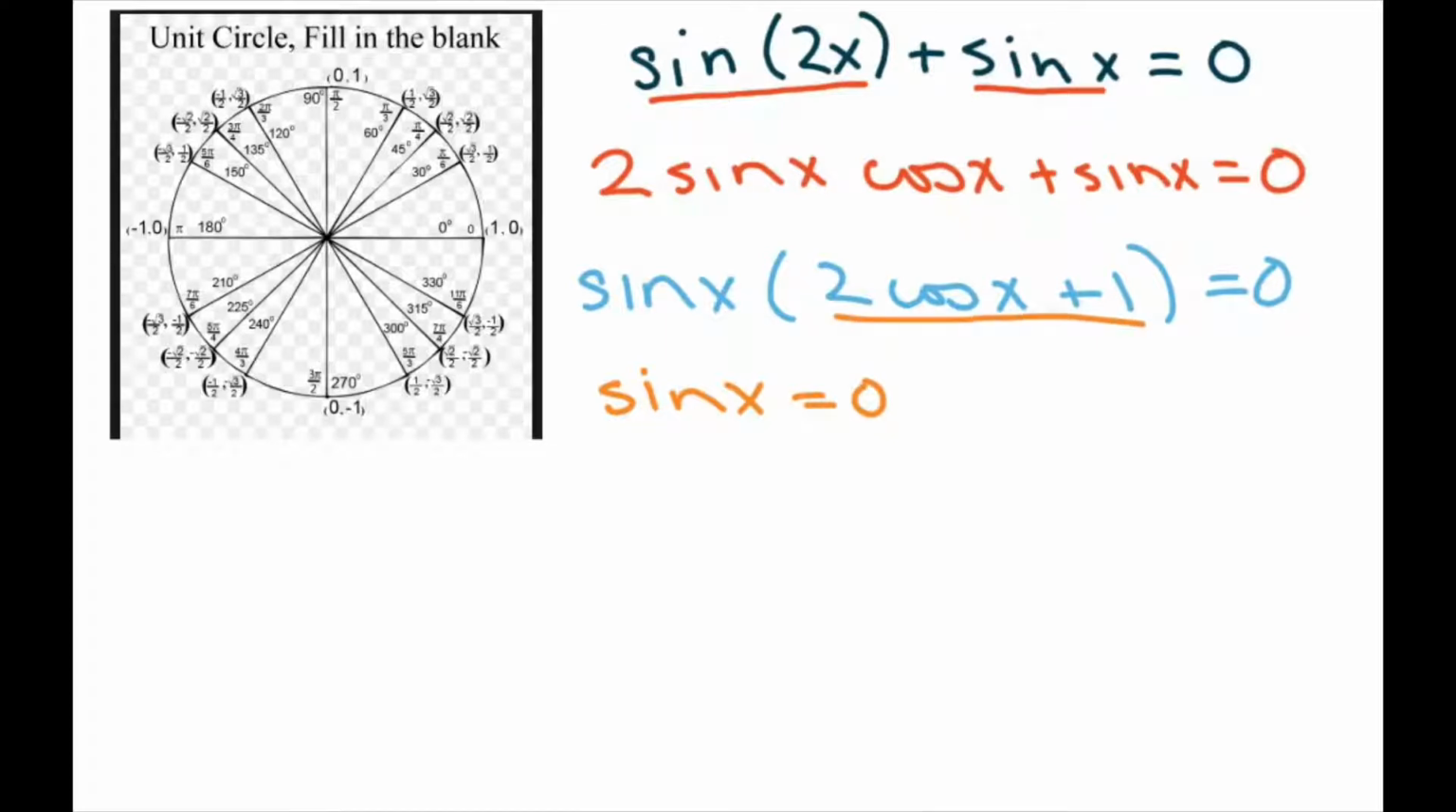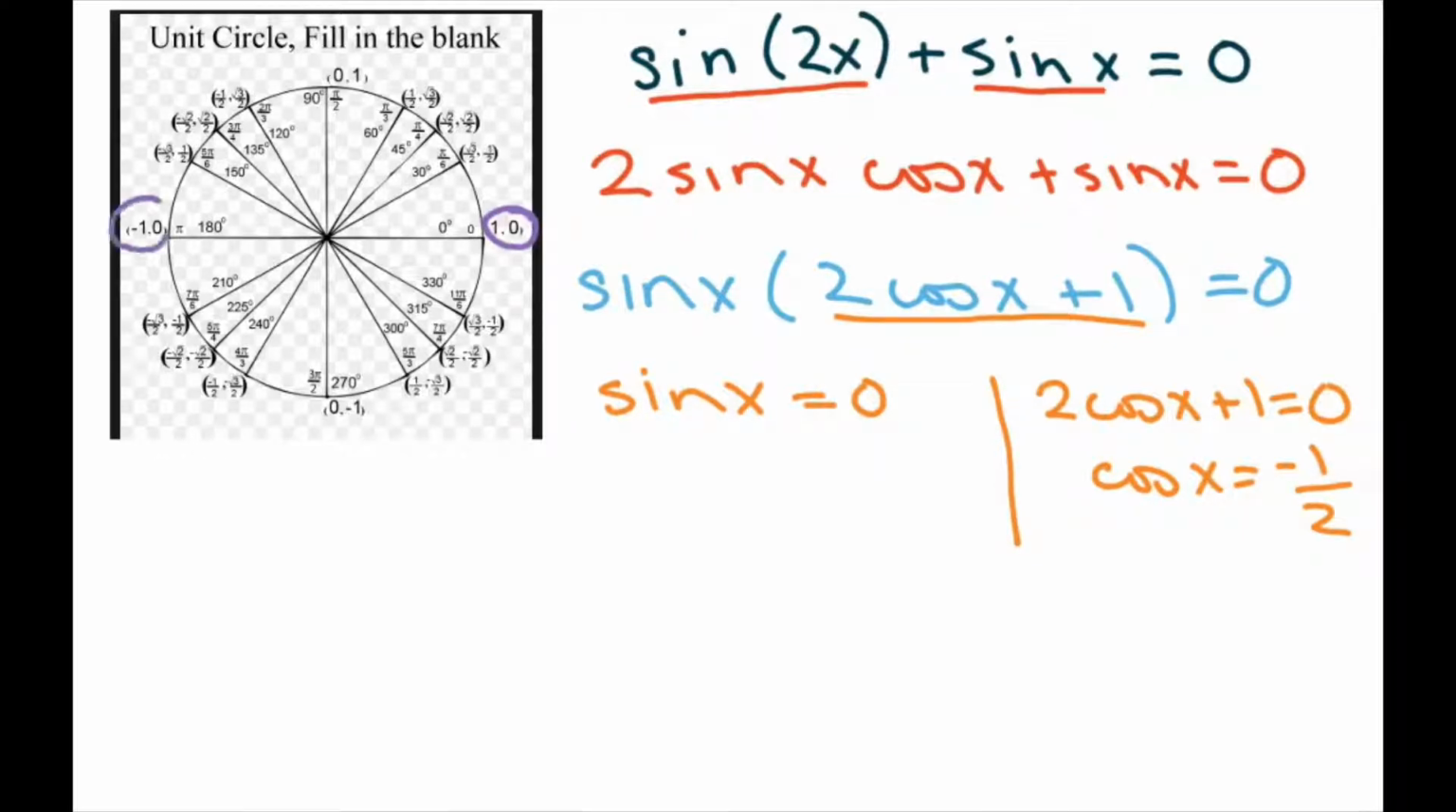And this piece, that's going to be 2 cosine of x plus 1 equals 0. So you get cosine of x equals negative 1 over 2: you subtract the 1, divide by 2. Now, all you have to do is look on your unit circle, or if you have it memorized, better yet, where is your y 0? It's right here and here. So we have 0 and pi.